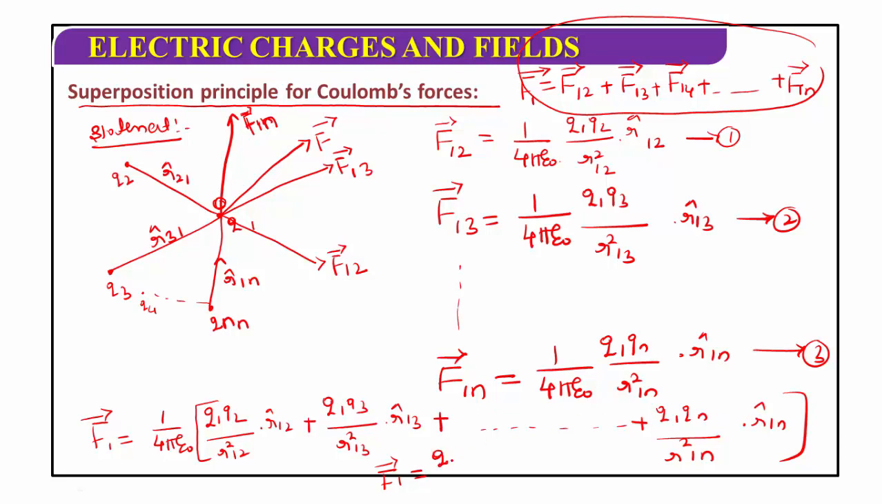Therefore take that q1 value outside. q1 divided by 4 pi epsilon naught. The remaining values we can sum all of them. Summation, from where? Right, i is equal to 2, 3, 4 and so on up to the nth term. i is equal to 2 to n. The remaining value is qi divided by r square 1i into unit vector r1i.